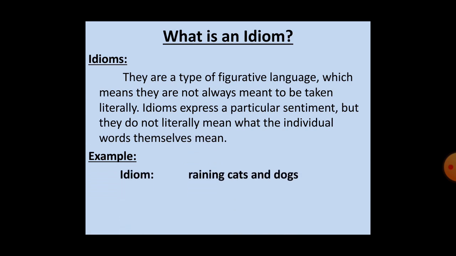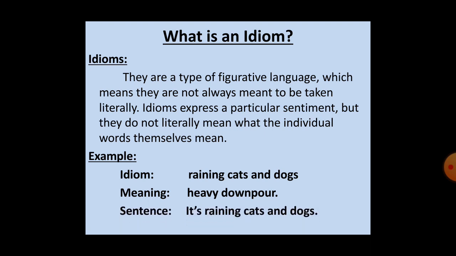For example, the idiom raining cats and dogs. We know that raining is what? Cats is an animal, dogs are animals, but when they come together they create their own specific meaning. That meaning becomes the idiom of the English language, and every idiom has a meaning. It means a heavy downpour: when it rains too heavily, there we use raining cats and dogs. And you can see the sentence here, it is raining cats and dogs. It means that it rains a lot.